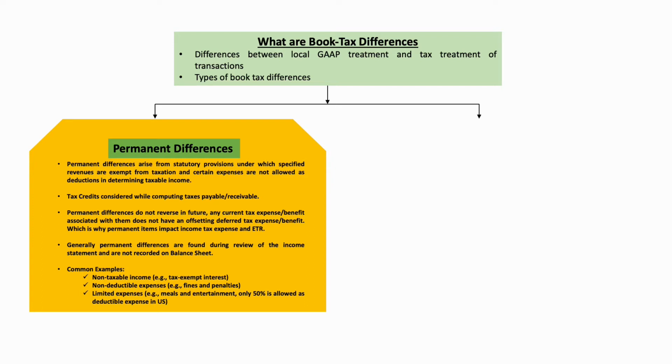And the common examples of permanent differences are any piece of non-taxable income. So the local tax laws may fully exempt a kind of income which you have recorded, and on the flip side of it, there could be a piece of expense in your books of accounts which is fully disallowed, and that would create a permanent difference which will drive up your taxable income versus your book income. And as I said before, these are permanent in nature and they never reverse, so these pieces of differences are not recorded on balance sheet, and you generally find your permanent differences when you're scanning through your P&L statement.